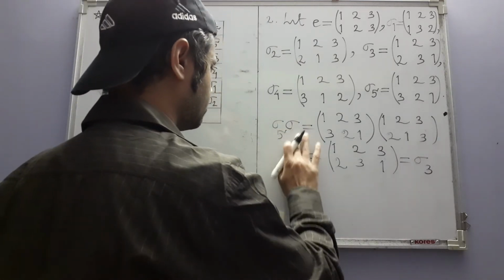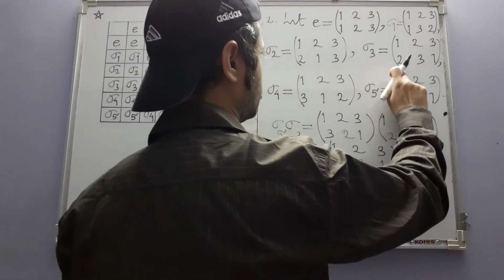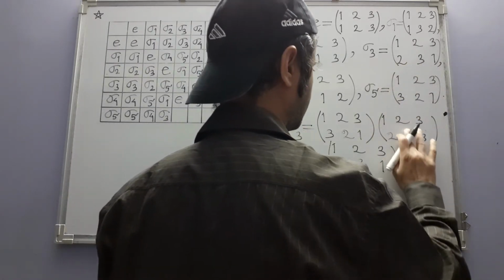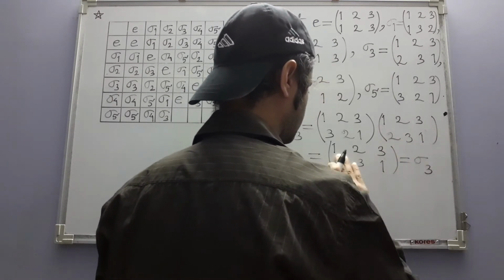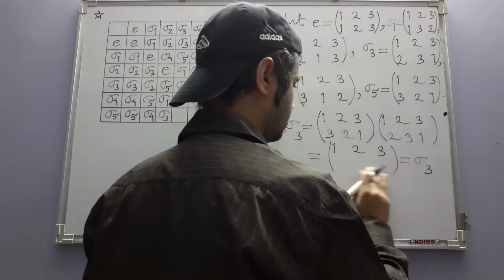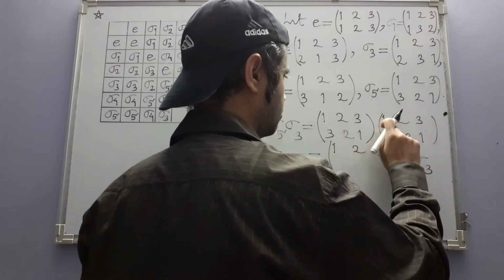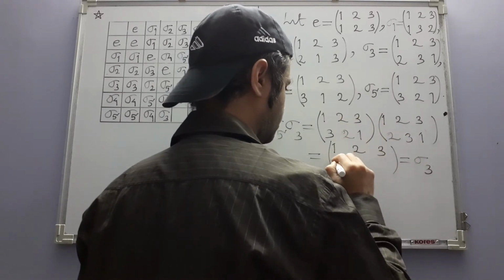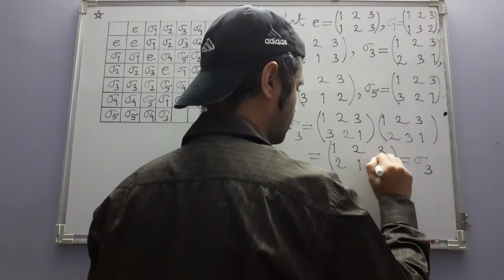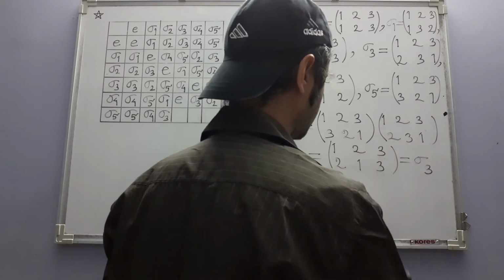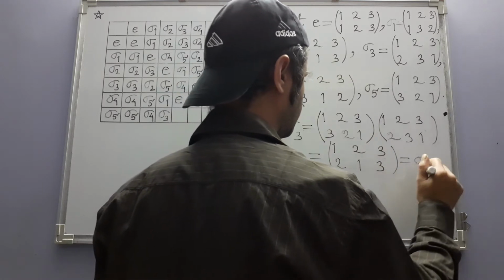Next, 3. 2, 3, 1. 2, 3, 1. 1, 2, 1, 2, 2, 2, 1, 2. 2, 3, 3, 1, 2, 1. So this is 3, 2, 1, 3. 2, 1, 3 is sigma 2.